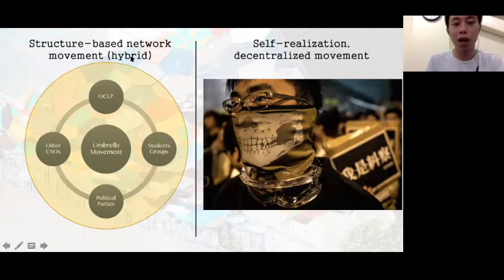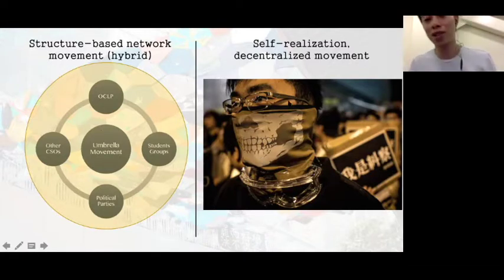So you can say the umbrella movement is a structural-based network movement. It's a hybrid model. Originally the OCLP was trying to include these groups, and by using the reputations of these groups, they could even include more supporters, or turn passive supporters into active supporters of the movement. However, what we witnessed in reality is that the umbrella movement increasingly became a self-realization, decentralized movement. At least this is what happened two weeks after the trigger point of the movement.